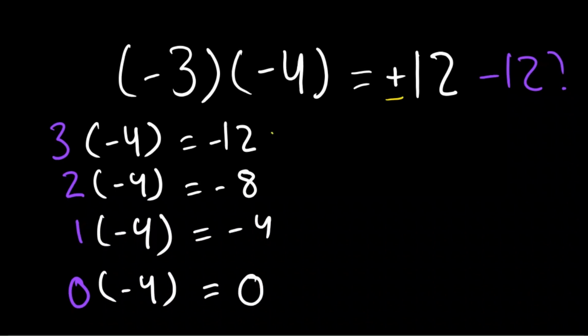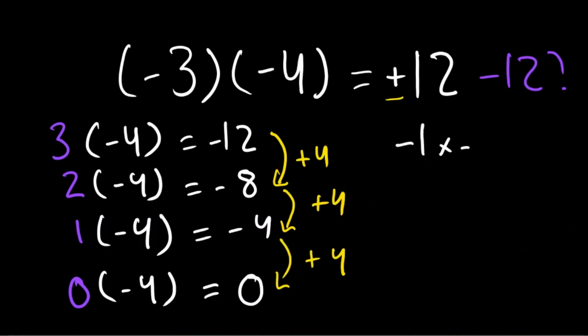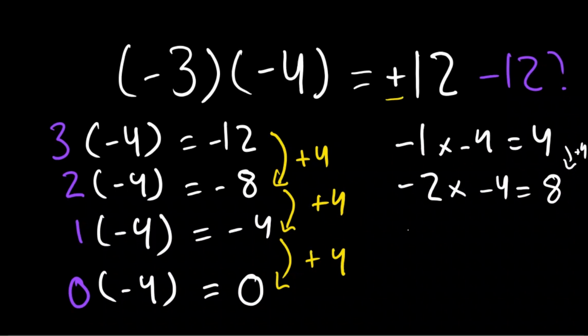Do you notice the pattern here? Every time we move down one step, we're adding 4 to our answer. And so what happens if we continue this pattern over here? So we have negative 1 times negative 4, and that'll be 4 because we want to keep adding 4 every time we decrease 1. And then we have negative 2 times negative 4, and then that'll be 8 because we're adding 4 here. And then negative 3 times negative 4, that'll be 12 because we're adding our 4 here.